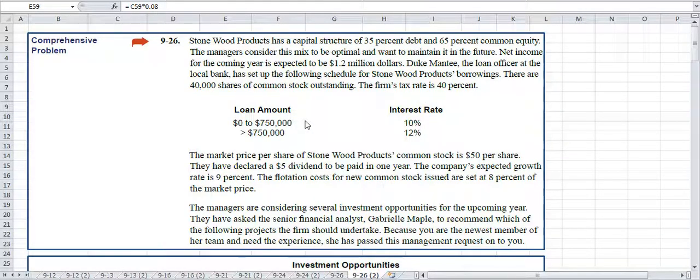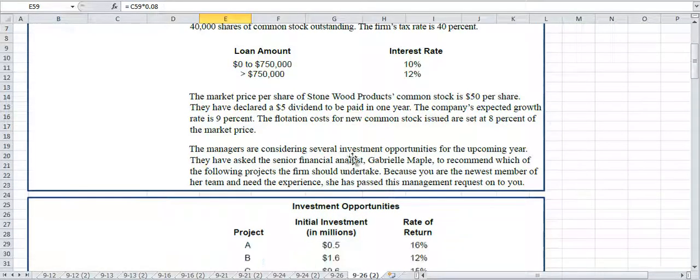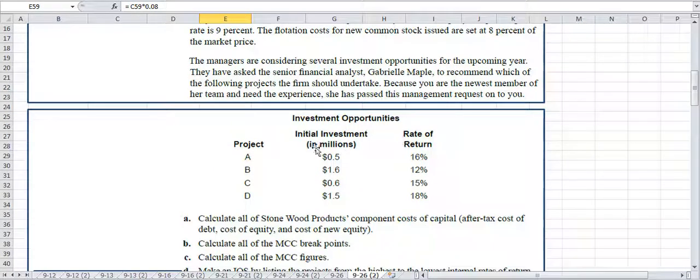Their loan amount up to 750,000 is 10%. After that, it's 12%. So the market price per share is $50. They're going to pay a 5% dividend. The company's expected growth is 9%, and the flotation cost for a new common stock is 8%. And they're looking at several investment options, projects A, B, C, and D, and they want you to figure out which ones they should do.